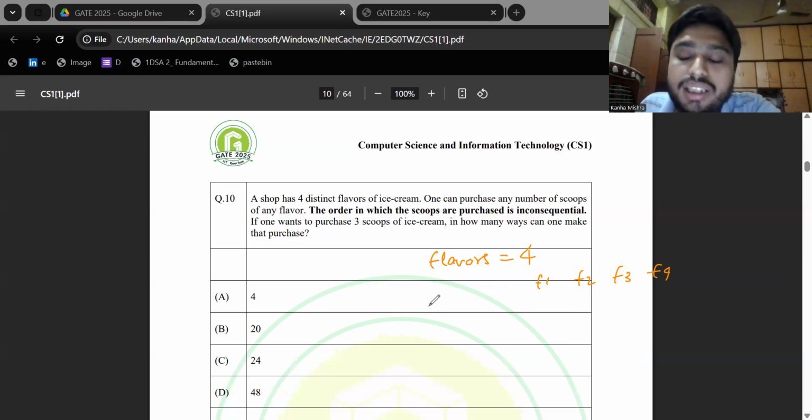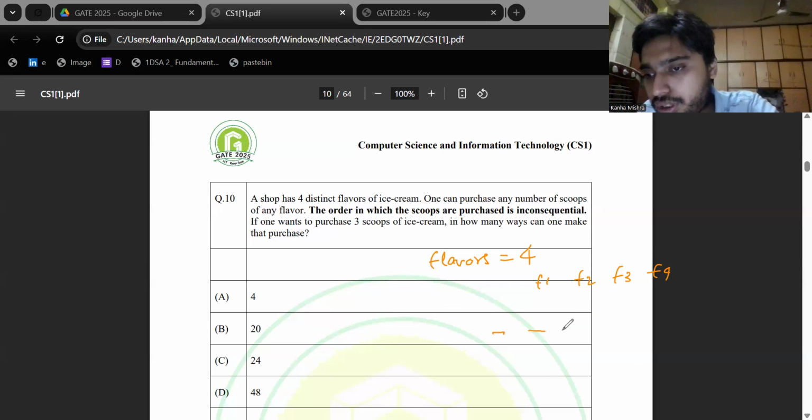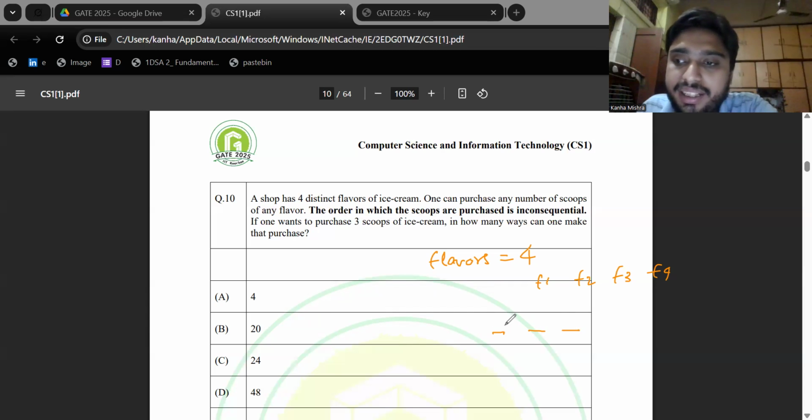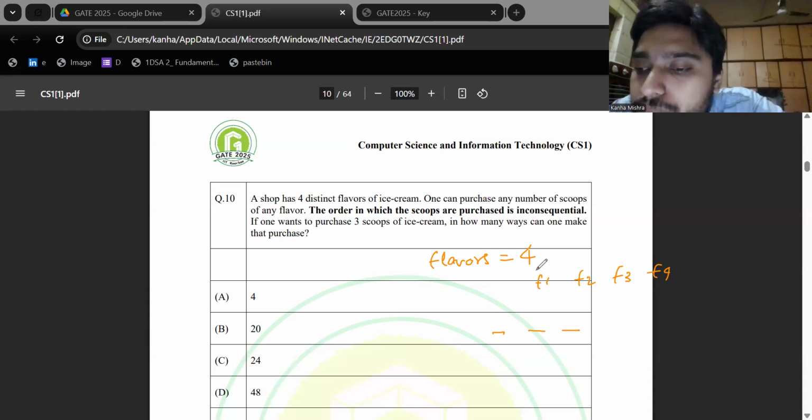There are a total of four flavors and three scoops I have to fill. I can fill it with the first flavor completely, or with the first flavor, then second, third, or first, second, second, whatever I want to do. There are many things I can do with this. So how many flavors do I have to divide between these groups? Four flavors I have to divide.